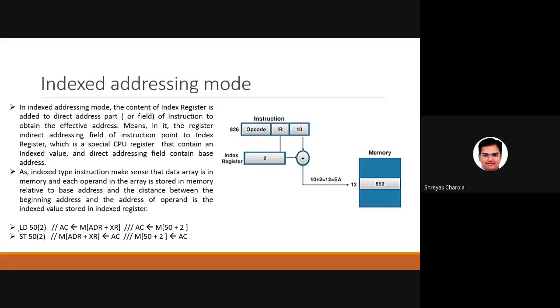Index addressing mode. Let's suppose LD 50 is written with 2 in brackets. That 2 indicates the user-defined data to be added. So it will be 50 plus 2, which is 52. Previously the program counter was added. Now in this index addressing mode, the user-defined data needs to be added. If you write 52, 53, you will add 3 to generate the effective address.